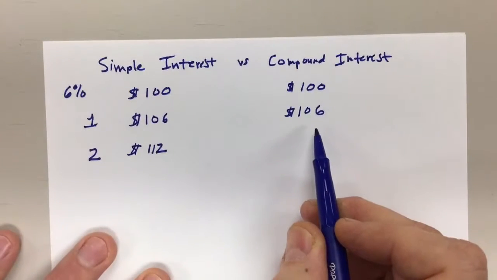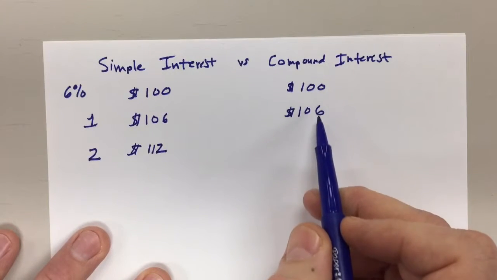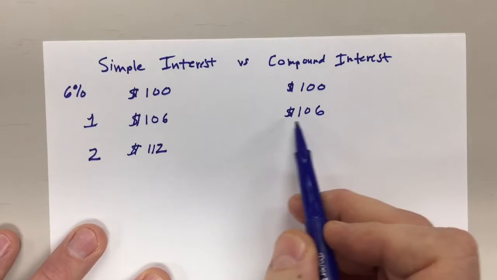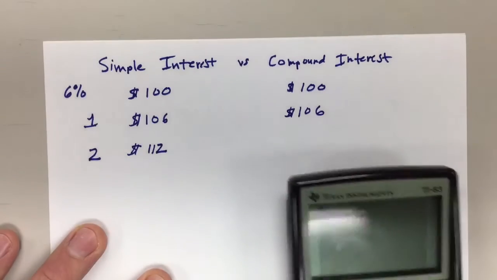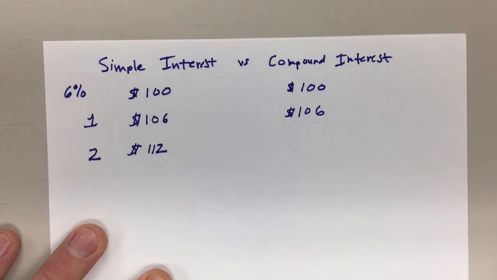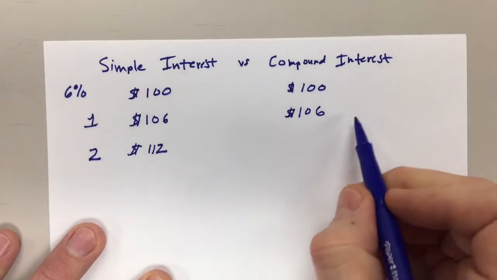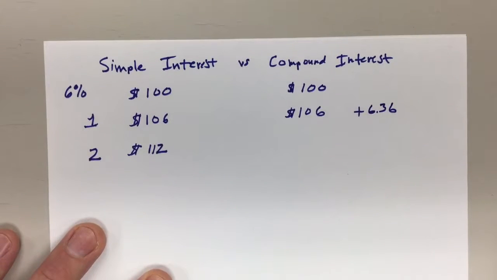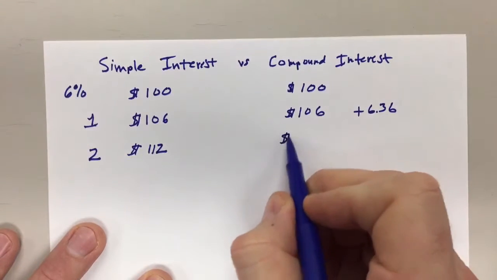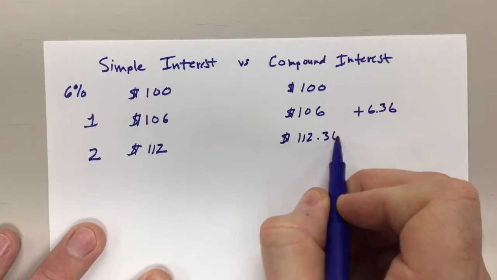However, in compound interest, after the first year, we have $106 in the account, and we compute 6% of the $106. So on our calculator, we would take $106 times 6%. This time, we would earn $6.36 in interest, giving us a total of $112.36.